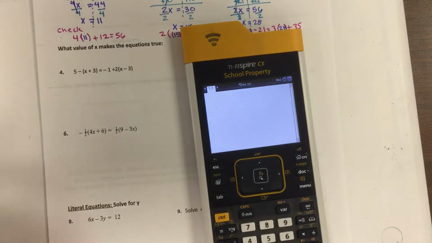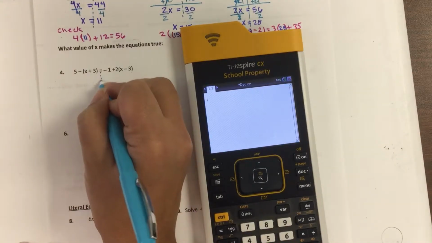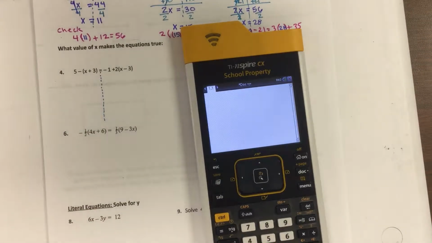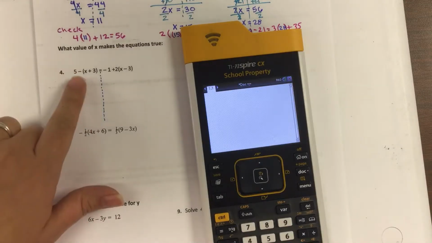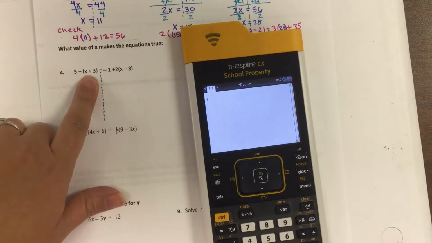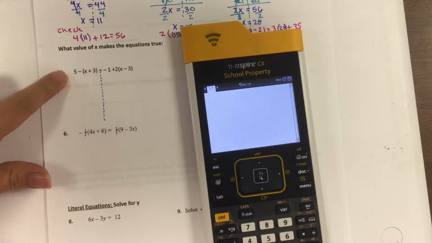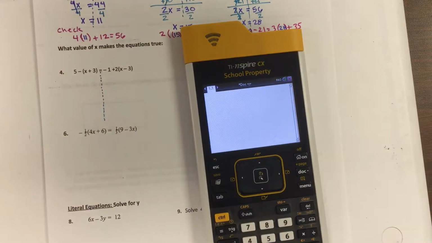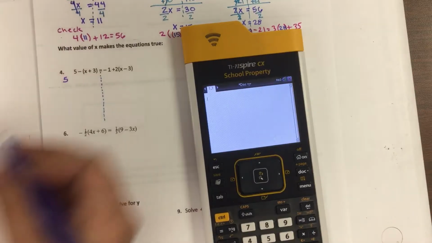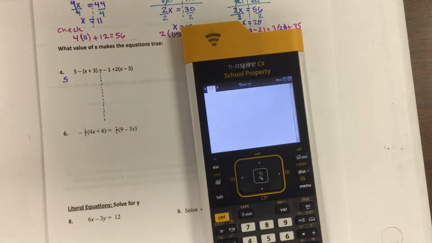When we first take a look at question 4, I see my equal sign, and I'm going to go ahead and draw my line through the middle because once again, that reminds me when I start moving terms from one side to the other, I have to use that inverse operation. When I'm looking at this, I see 5 minus the sum of x and 3. So this 5, because it's not immediately in front of my parenthesis, I'm just going to bring it down. I'm not messing with it yet.